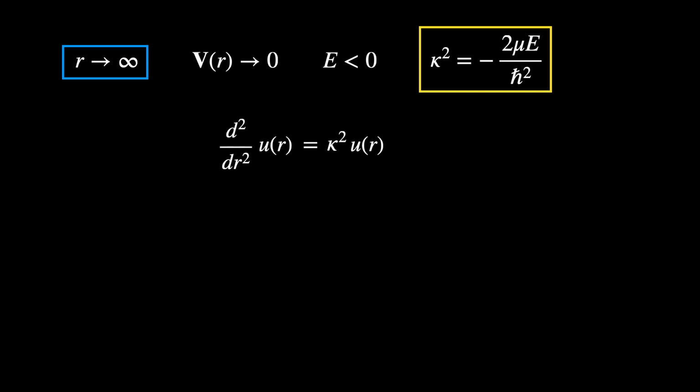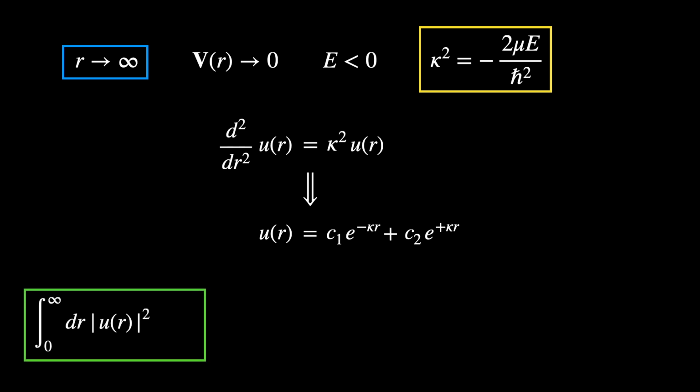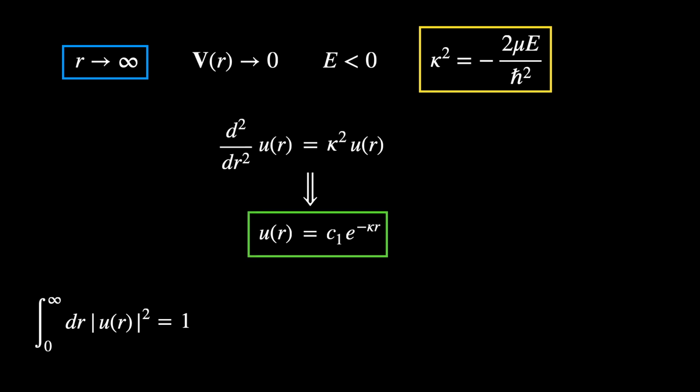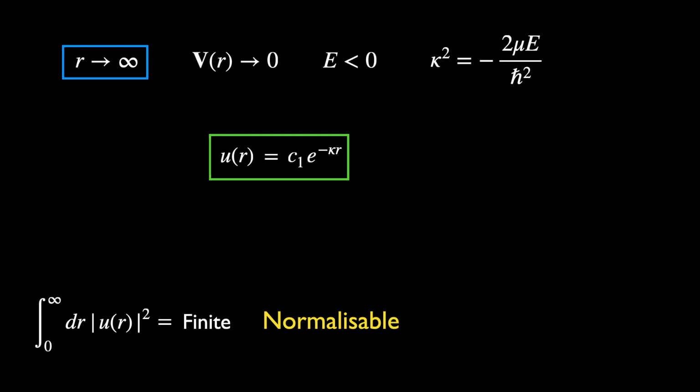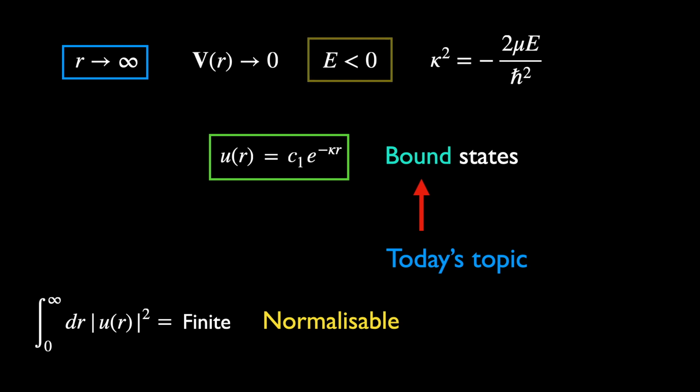This second-order differential equation then has the general solution of the linear combination of two exponential functions, one falling rapidly to zero and the other blowing up as r goes to infinity. In order for u to satisfy the normalization condition, we must select the exponentially decreasing solution. Only solutions with the asymptotic form in the green box are normalizable. These are known as bound states, which is the topic of this lecture. They represent states of a particle that are localized around the center of the potential and have negative energies.